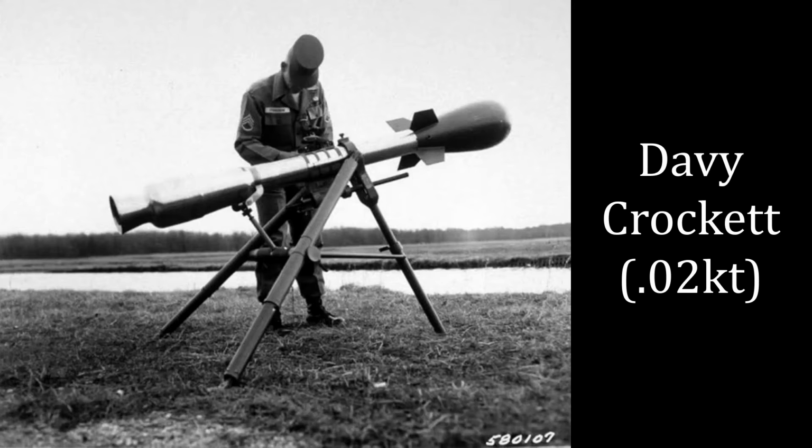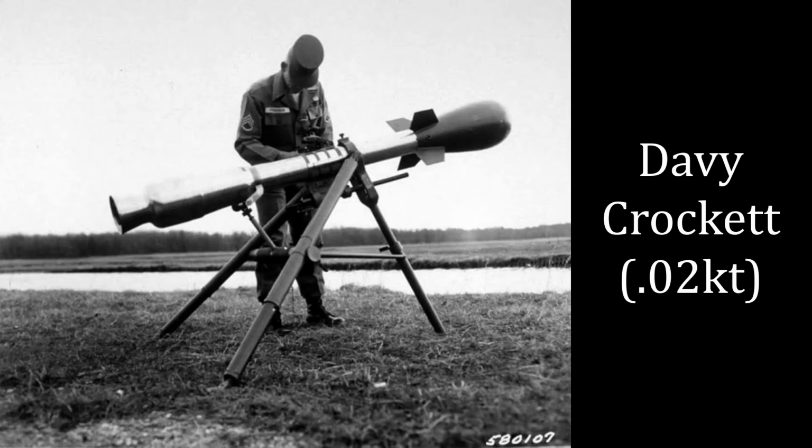Let's start things simple with the Davy Crockett. It is the smallest weapon ever developed or tested at only 0.02 kilotons. You can see that the weapon itself is very small. That's because it was designed to be a tactical nuclear weapon. Soldiers could bring this out onto the battlefield, point it at the other side, and then fire it.